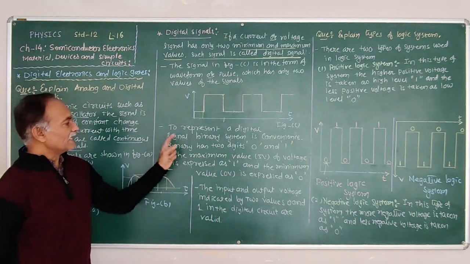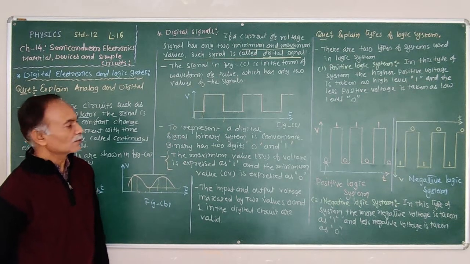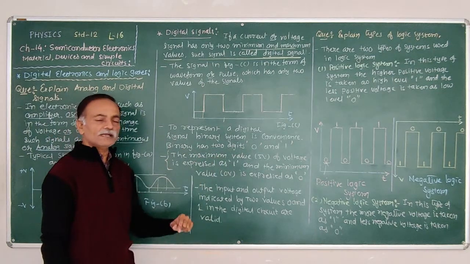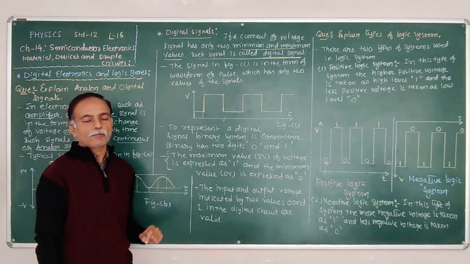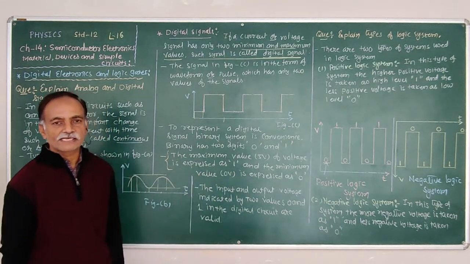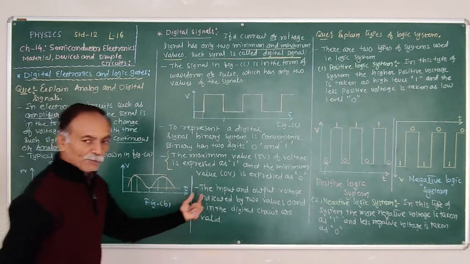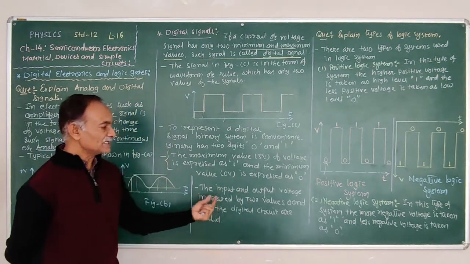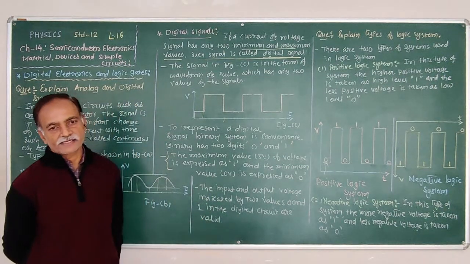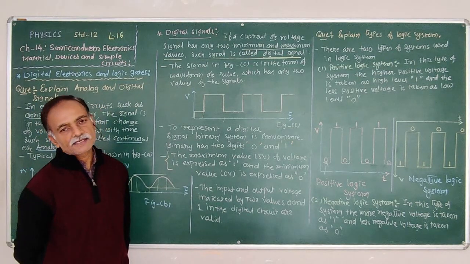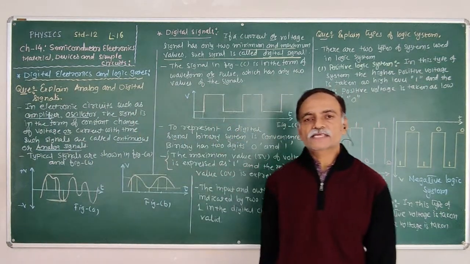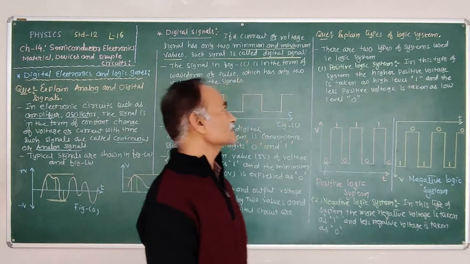Okay. To represent a digital signal, the binary system is convenient and generally used. The binary system has the two digits 0 and 1. The maximum value, 5 volt, is represented by 1 and the minimum value, 0 volt, is represented by 0. The input and output voltages indicated by 0 and 1 are valid in a digital circuit. Clear? Okay.